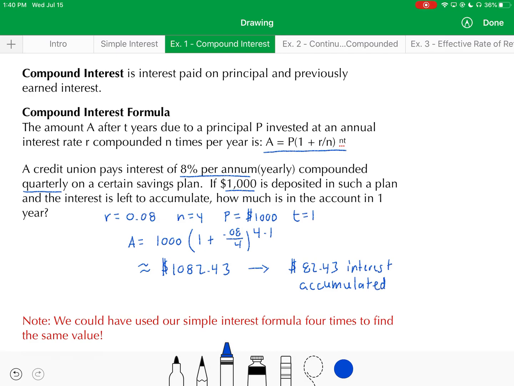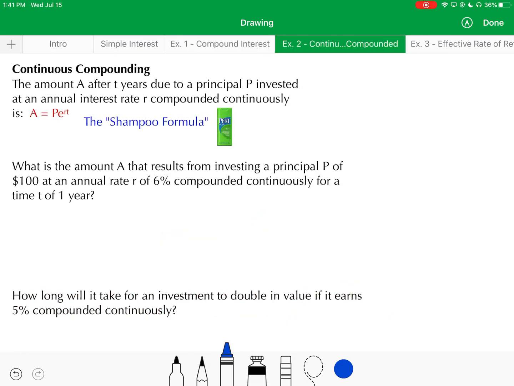Not too bad. All right, now notice we could have used our simple interest formula 4 different times to find this same value, but who wants to do 4 separate calculations when this will let you do it with just one calculation? All right, moving forward.